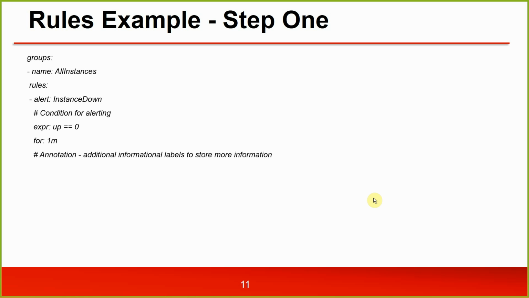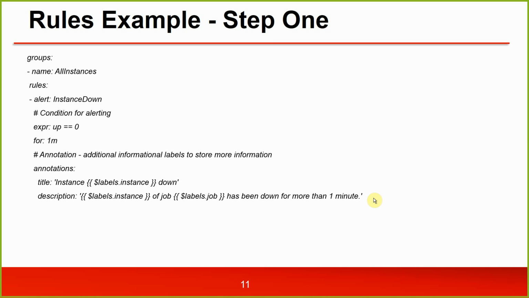Annotations are additional information labels to store more information about your alert. So the title is that the instance name is down. The description says this instance of this job has been down for more than 1 minute. So this is the annotation we create in the rule for Alertmanager. Labels, additional labels to be attached to the alert, can also be specified, like the label severity is critical. Obviously, if the instance is down for more than 1 minute, we call it critical.